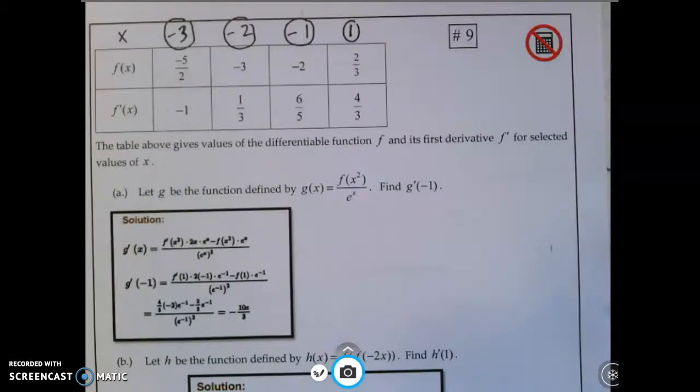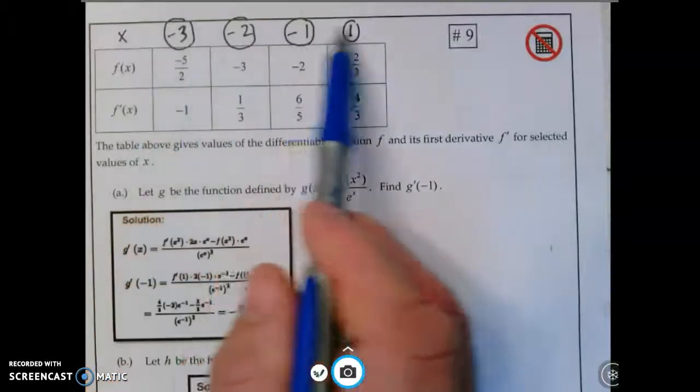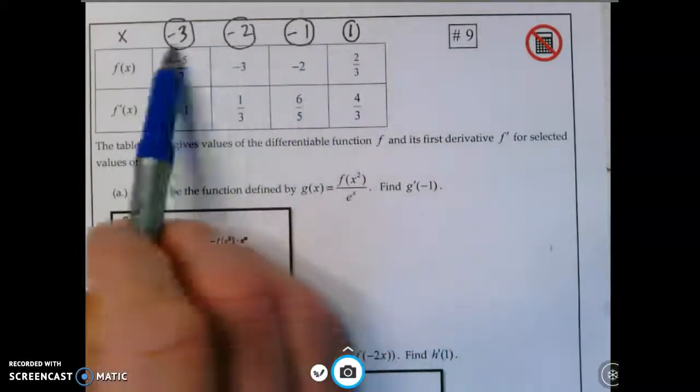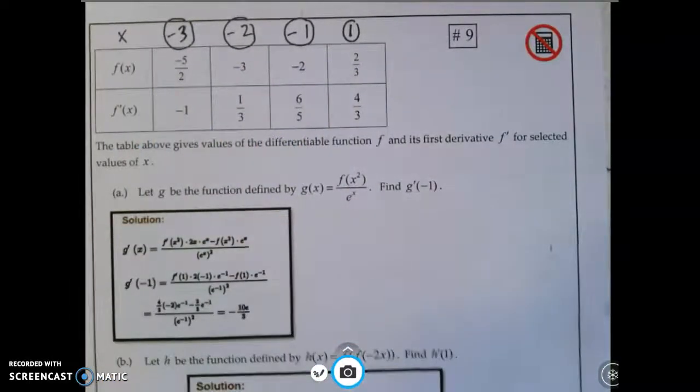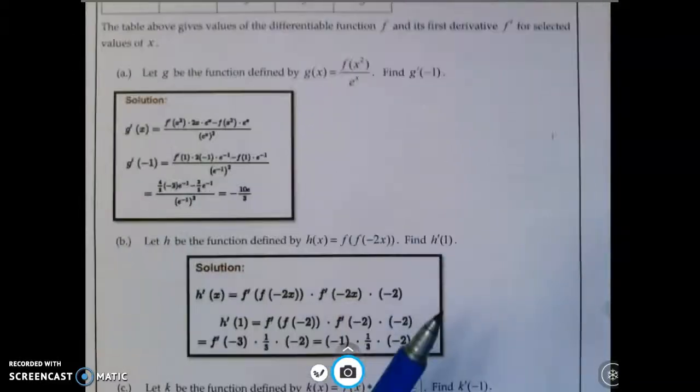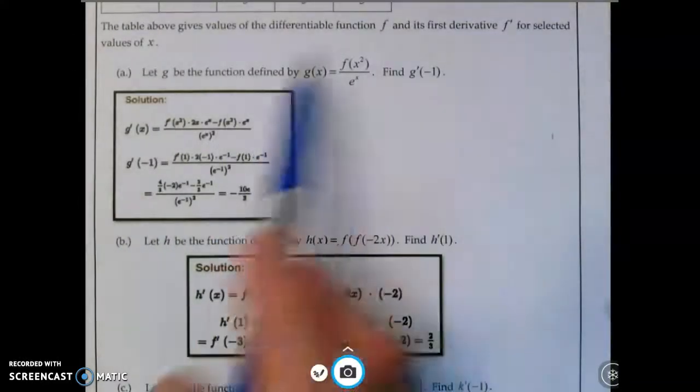Okay, so now we want to talk about number 9. In number 9, we're talking about two things. I don't know if you're looking at the AP Classroom or if you're looking at the document I sent you, but the document I sent you did not have these x values, so I'm just putting them in here, okay? So number 9 is, let g be the function defined by this, right?